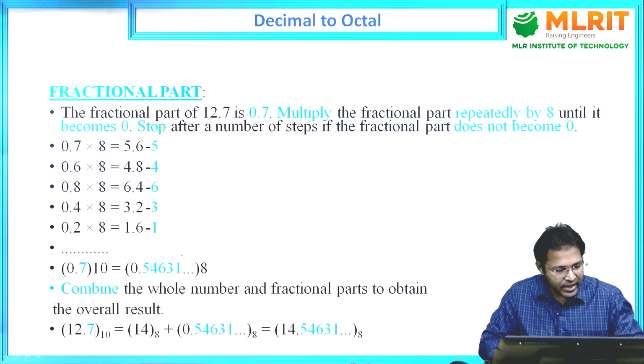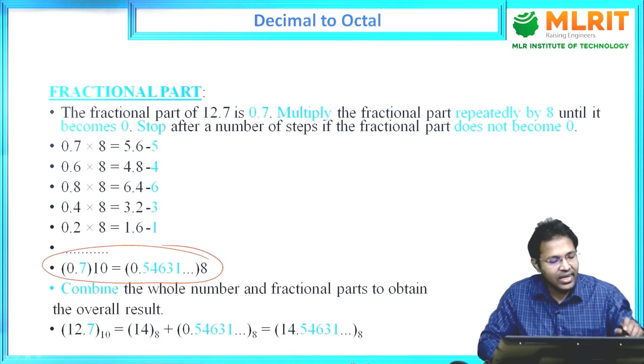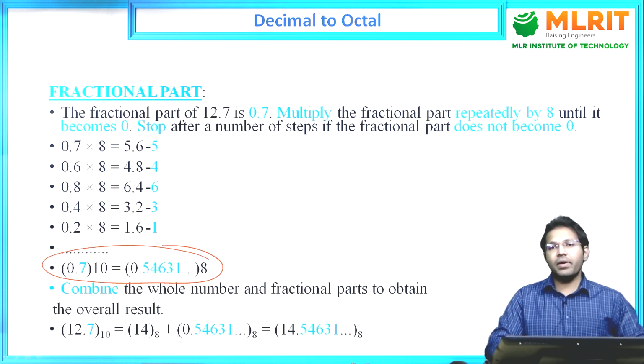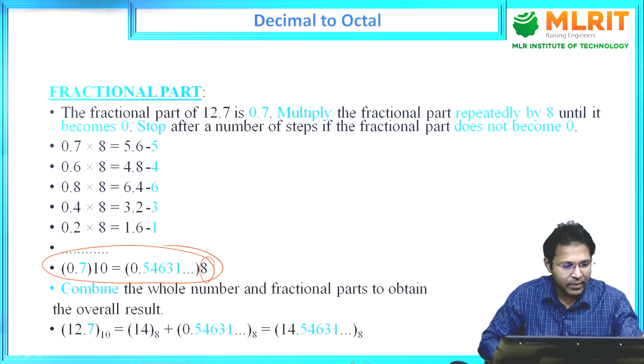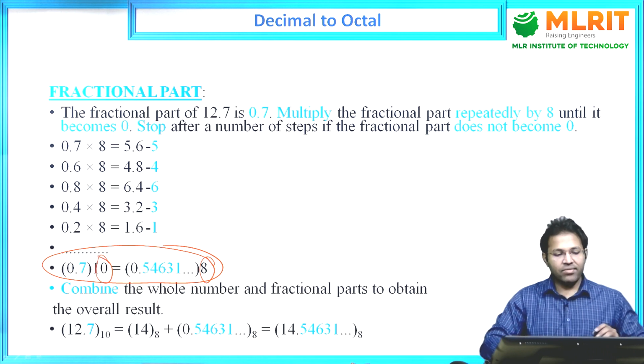In this manner, we were able to successfully convert the decimal number 0.7 into an octal number, and the result we got is 0.54631, and so on. Octal number we represent by base 8, decimal number we represent by base 10.